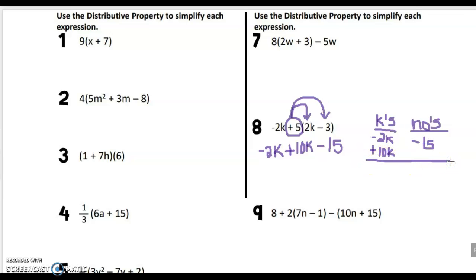Now I just combine my like terms. Negative 2k plus 10k, I have more positives than negatives, and I have 8 more positives than negatives, so it's an 8k. And I bring down my negative 15 because I don't have any other constants to put together. That is my simplified form for that expression.